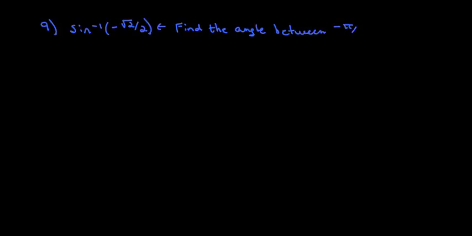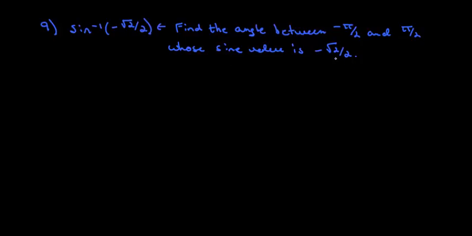Problem number 9 asks us to evaluate the arc sine of negative square root of 2 over 2. So this says find an angle between negative pi over 2 and pi over 2 whose sine value is negative square root of 2 over 2.